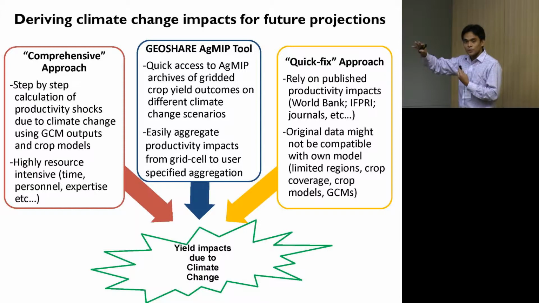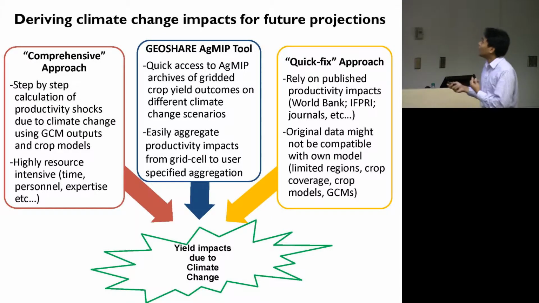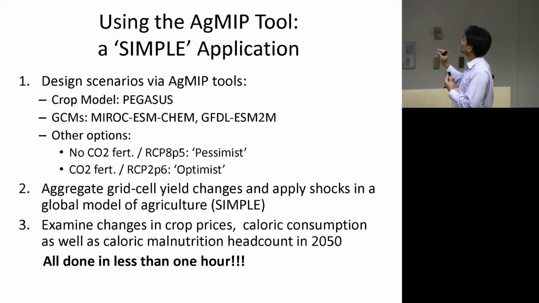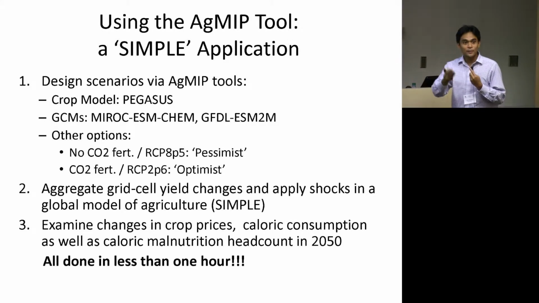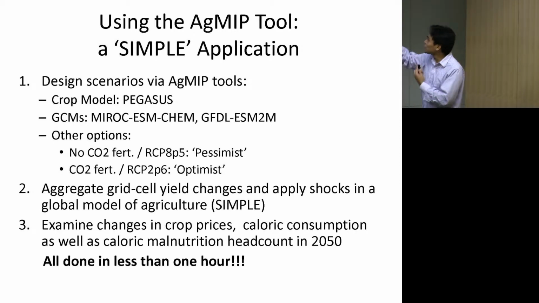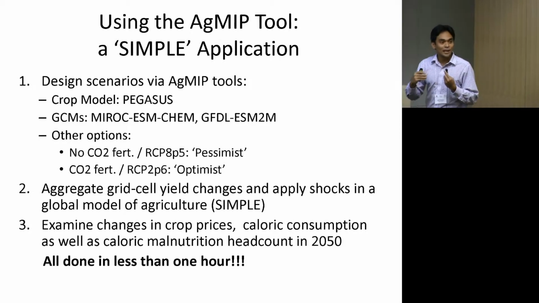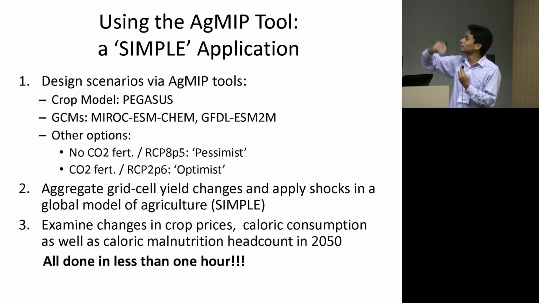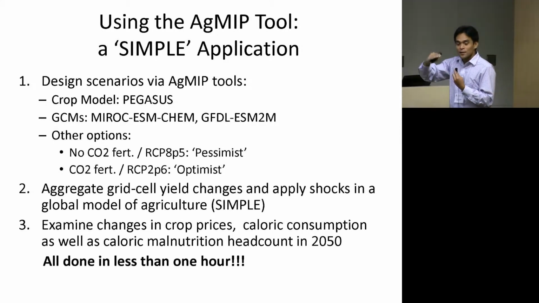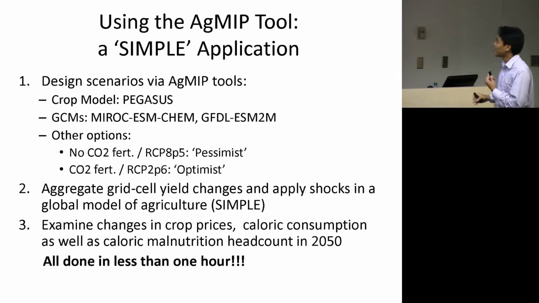So just a quick demonstration. I used this AgMIP tool and applied it to the simple model. I designed these scenarios by picking a crop model, Pegasus, picking some of the GCMs, the MIROC and GFDL, then also trying to create a bounding analysis by selecting these options. No CO2 fertilization, plus the highest representative concentration pathway. That would be a pessimistic view of climate change, creating an upper bound of the adverse climate change impacts. And also, I created this optimistic scenario wherein you have CO2 fertilization and the lowest RCP. So the impact of climate change is not that high.